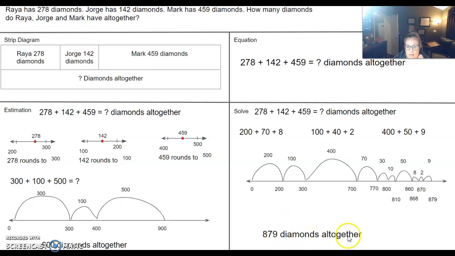Now remember, the final step is to make sure that our answer is reasonable, so we check it with our estimation. So I said that our actual was 879 diamonds, and I said that our estimate was 900. So I know my answer is reasonable because those two numbers are close together.